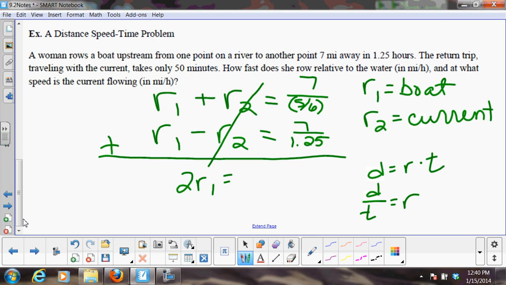This number, 7 over 5/6, plus 7 over 1.25, magically comes out to be 14. So our rate 1 is 7. The rate of the boat is 7. And then 7 minus, to figure out the other one, plug it back in and solve one of those mini equations, and it comes out that the rate of the current is 1.4.